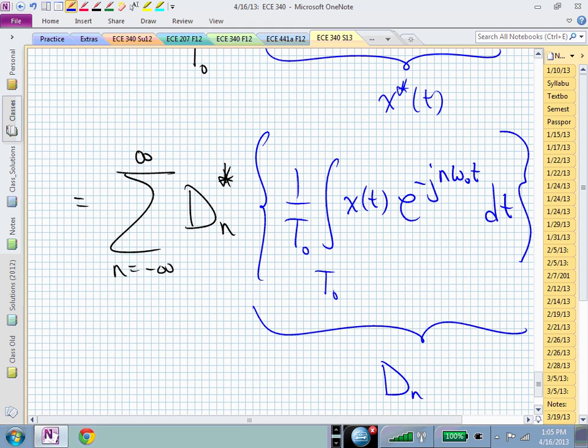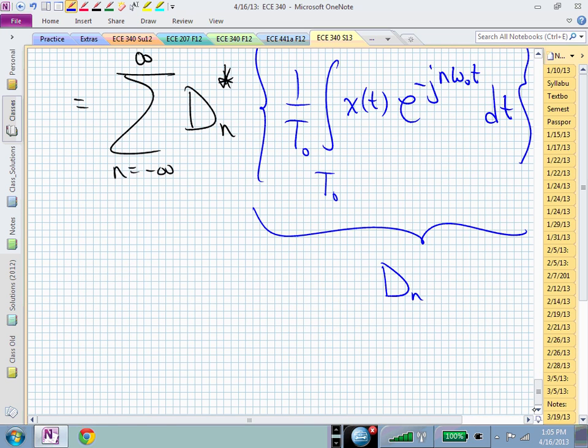Question? I'm not quite sure what you're asking, but this is the way I want to derive it. Because now I'm going to have capital D sub n star times D sub n. And we know what happens when we multiply something times its conjugate.